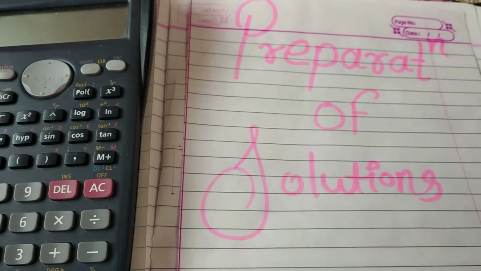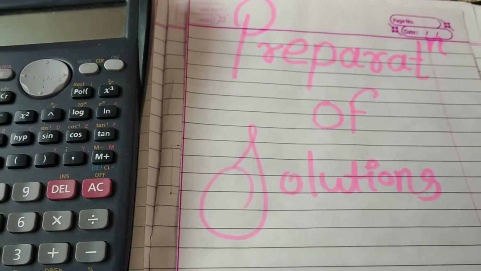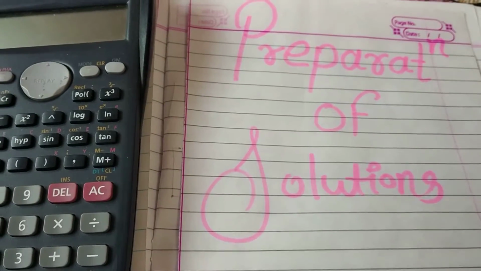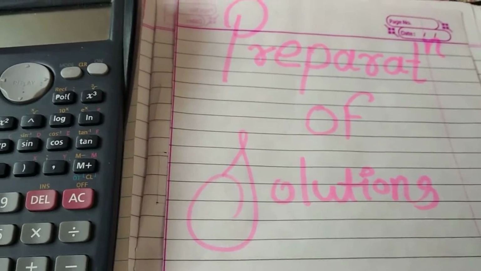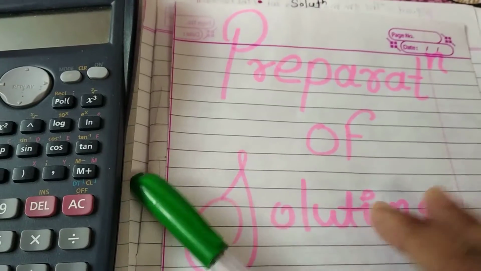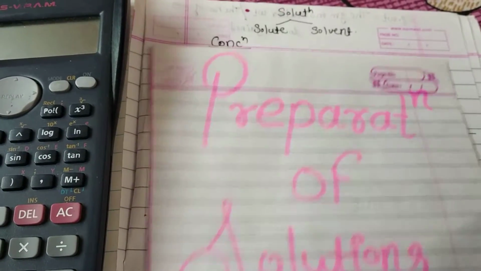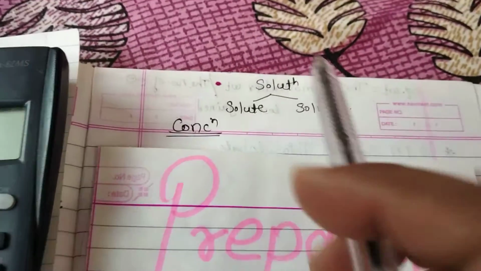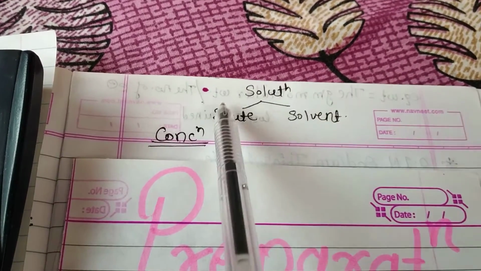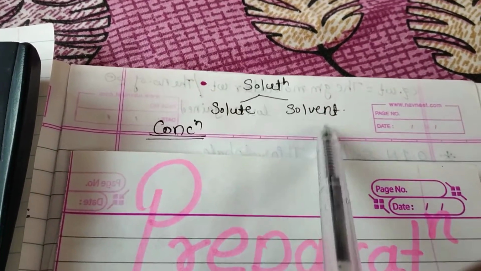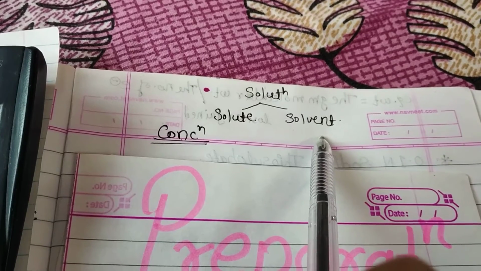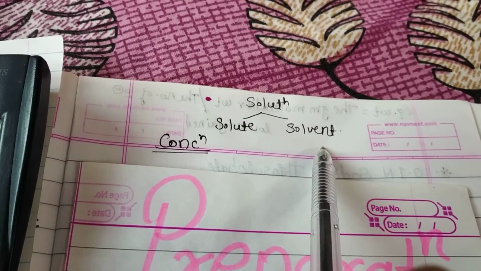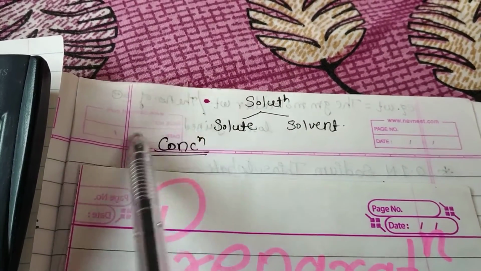Hello everyone. In today's video we are discussing one simple concept related to analytical chemistry, that is preparation of solution. In the preparation of solution, first of all the important point is that a solution is made up of two things, that is solute and solvent. While preparing the solution, one important point is their concentration.